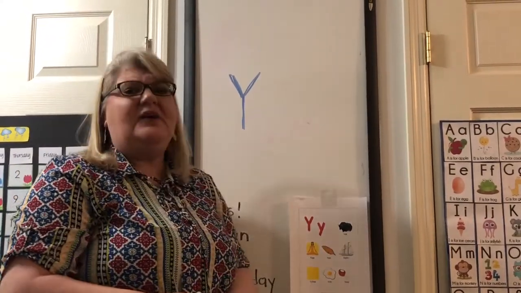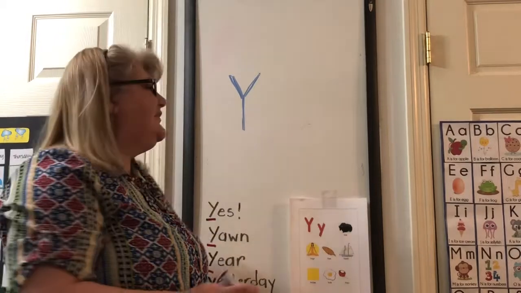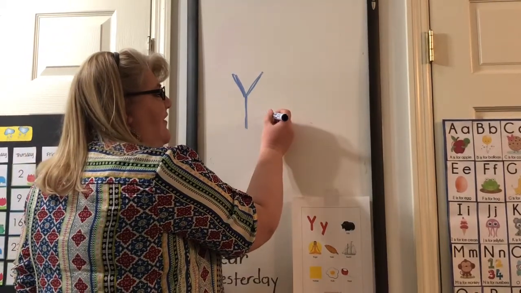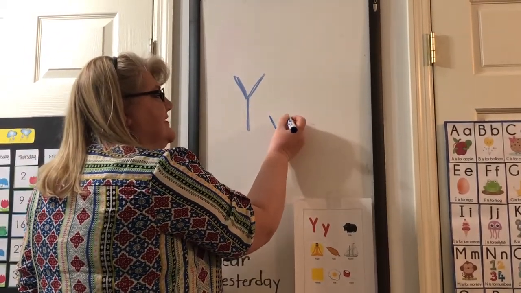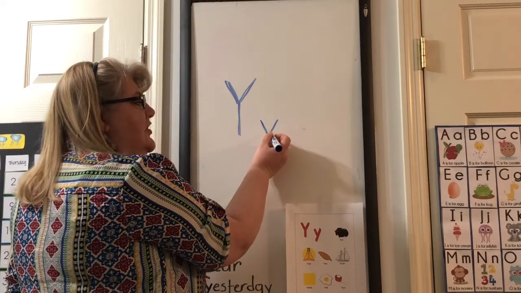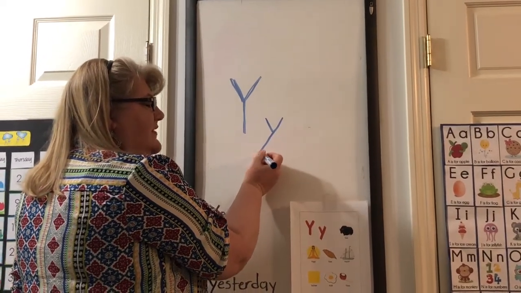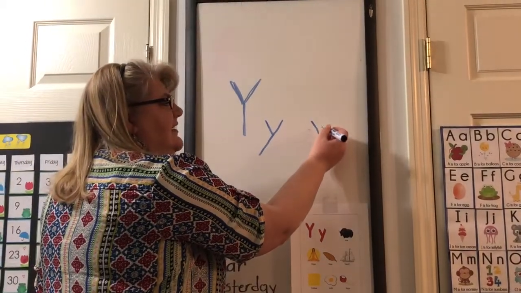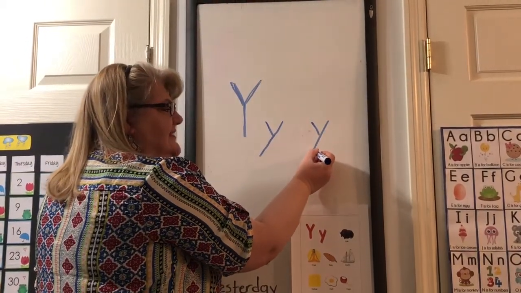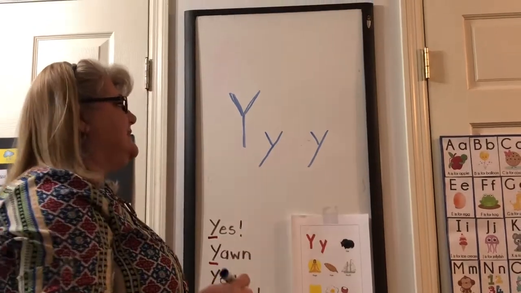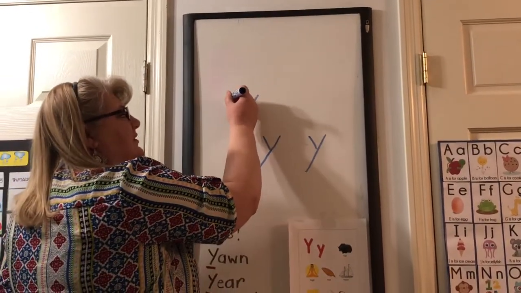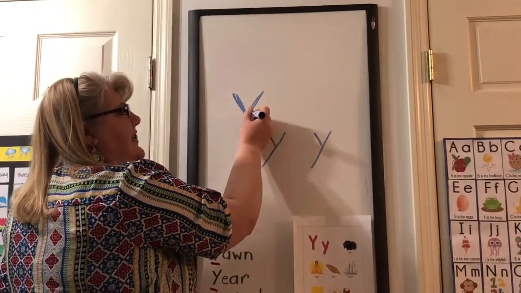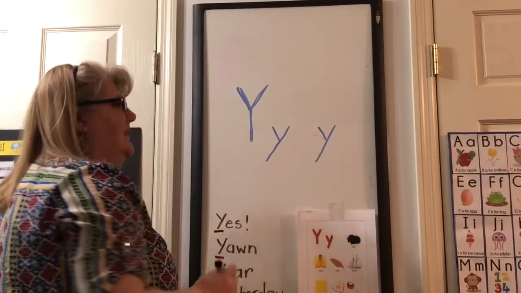The small lowercase letter Y looks a little different. It also starts off like a V, but instead of stopping at the bottom, you keep on going down toward the left side. Watch this again. You make a little V, but you keep on making this tail longer. That's the lowercase y. The uppercase or capital Y looks like a V with a tail in the middle.